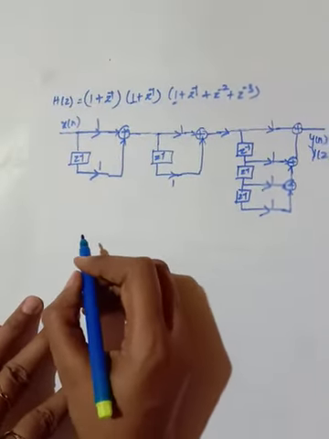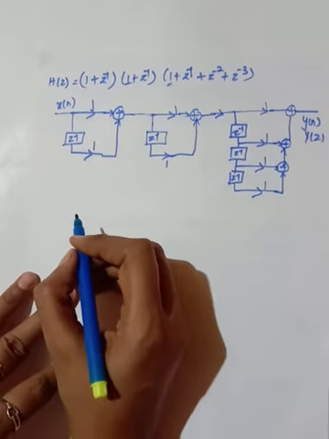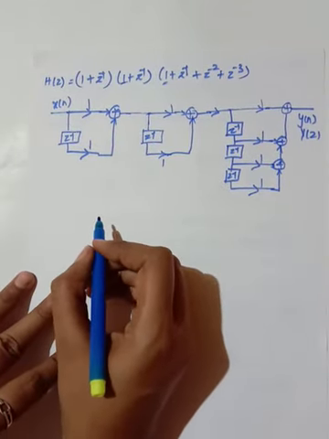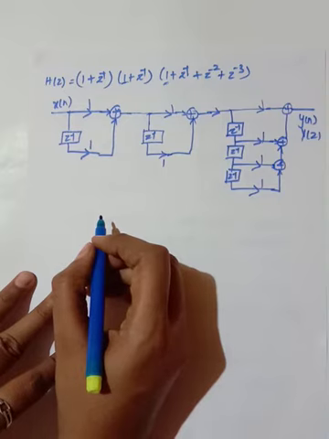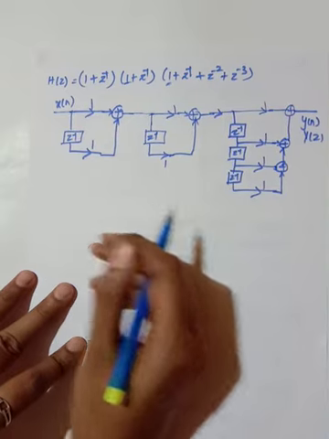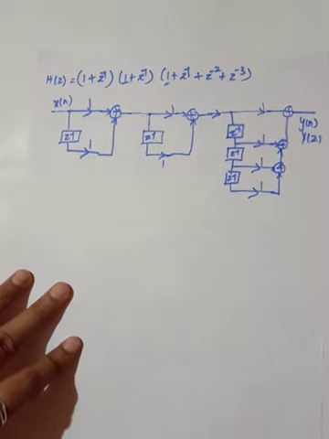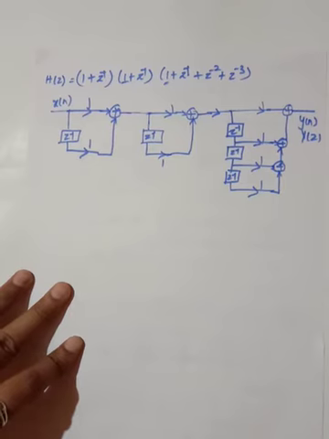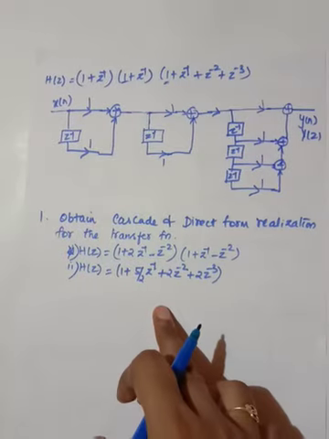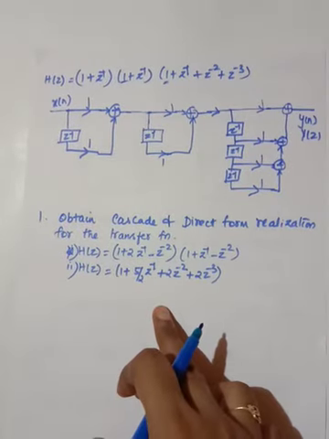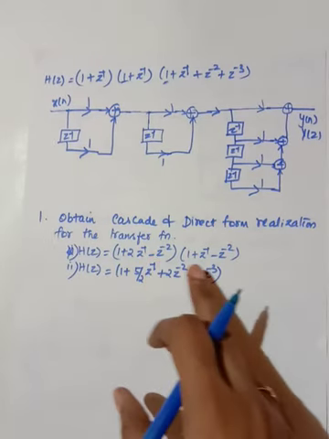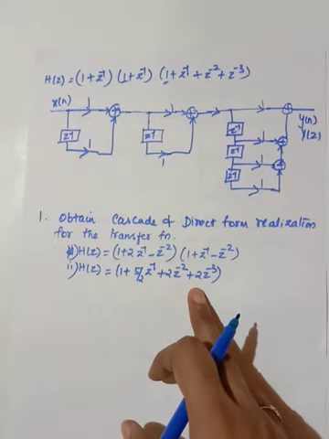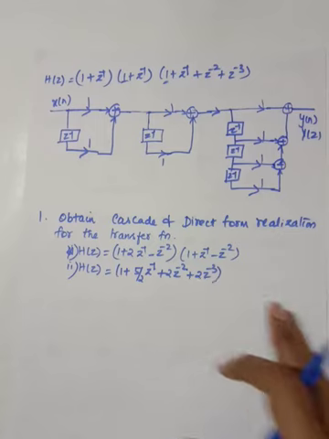Now I will give two more problems. Realize the structures using both the cascade realization as well as the direct form realization. You try these two problems by yourself in both direct form and cascade realization. We will discuss the result in the next class.